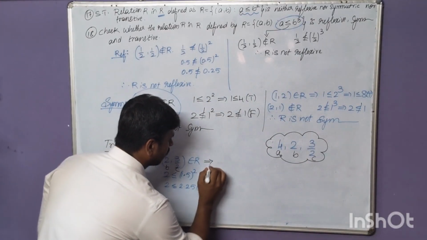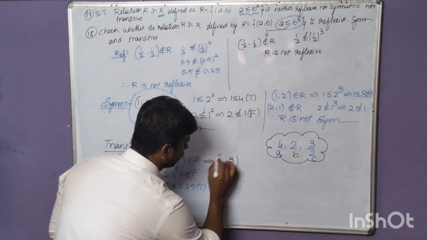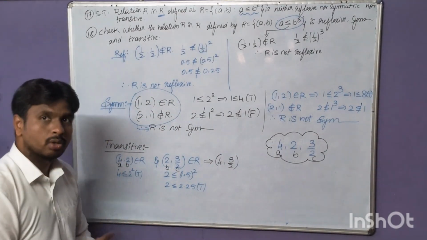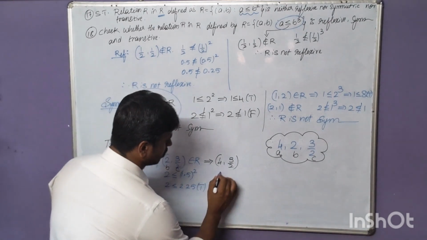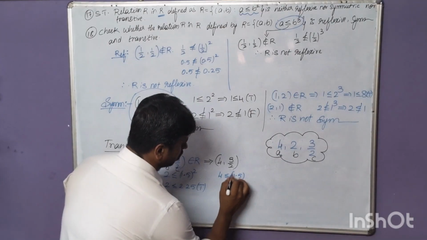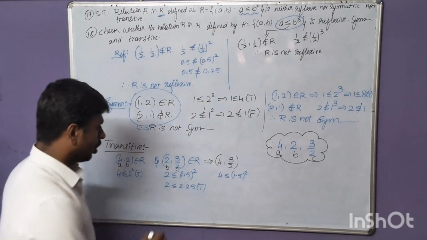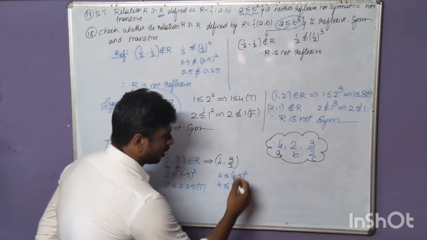Now I will take the value of A and C as 4 and 3/2. Now cross check whether this (A, C) belongs to R or not. Now I will check the condition for A is less than or equal to B square. Is 4 less than or equal to (1.5) squared? Because the given condition is A is less than or equal to B square.